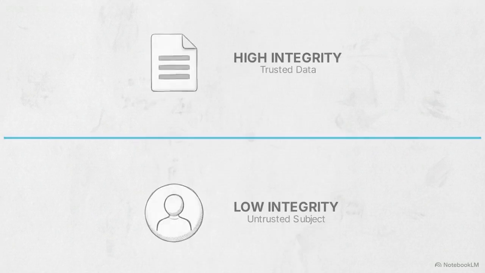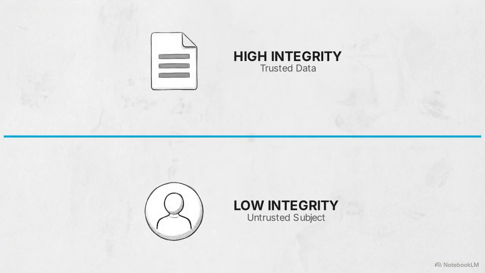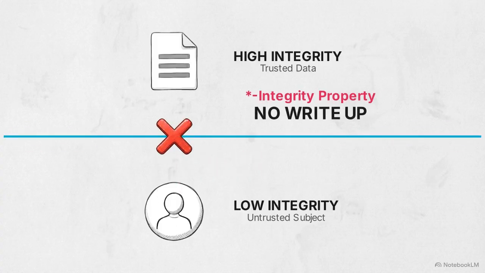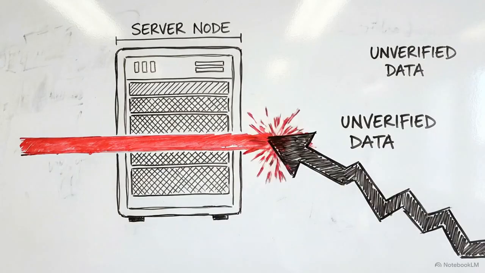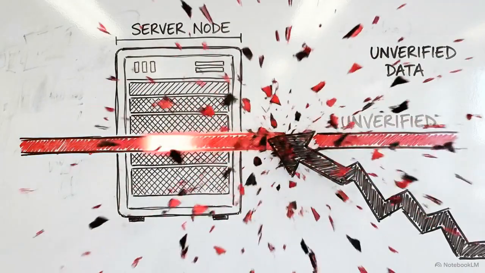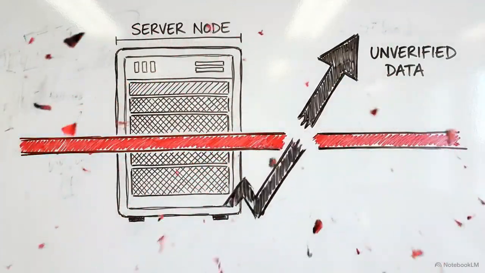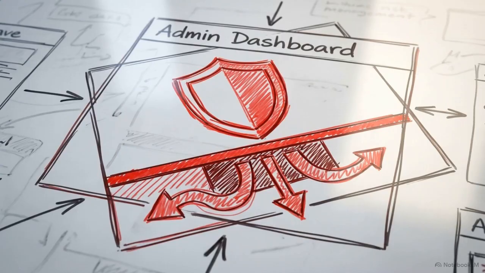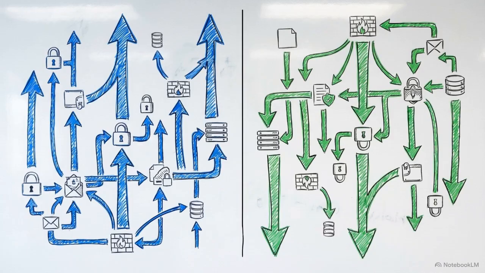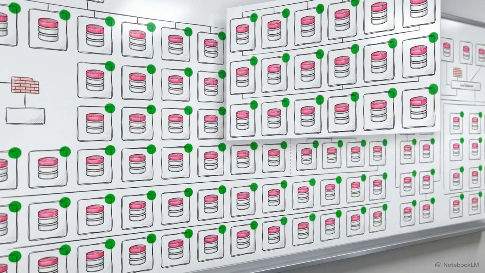A subject operating at a lower integrity level cannot be allowed to inject their own information into a higher integrity object. Blocking that write request is the only way to prevent unverified data from polluting a clean, high-tier database. This rule is formally defined as the star integrity property, or no write up. By enforcing both no read down and no write up, the Biba model perfectly inverts Bell-LaPadula. It creates a rigid mathematical guarantee of data purity.